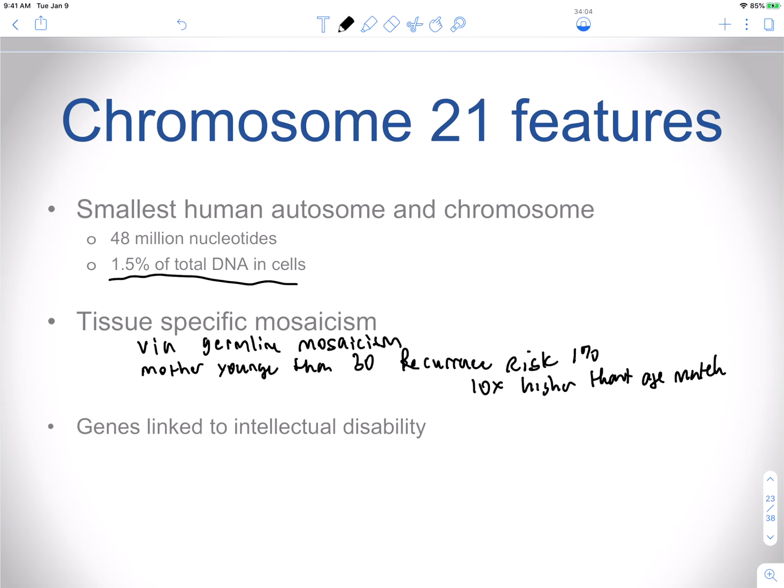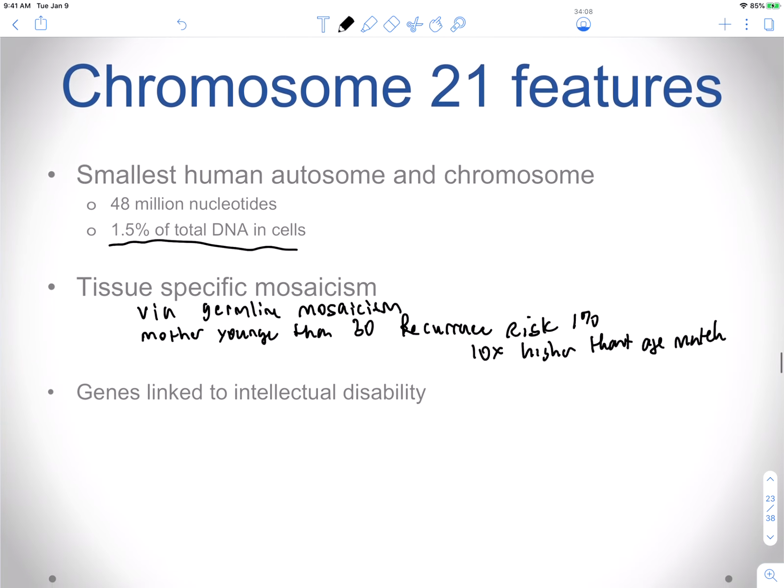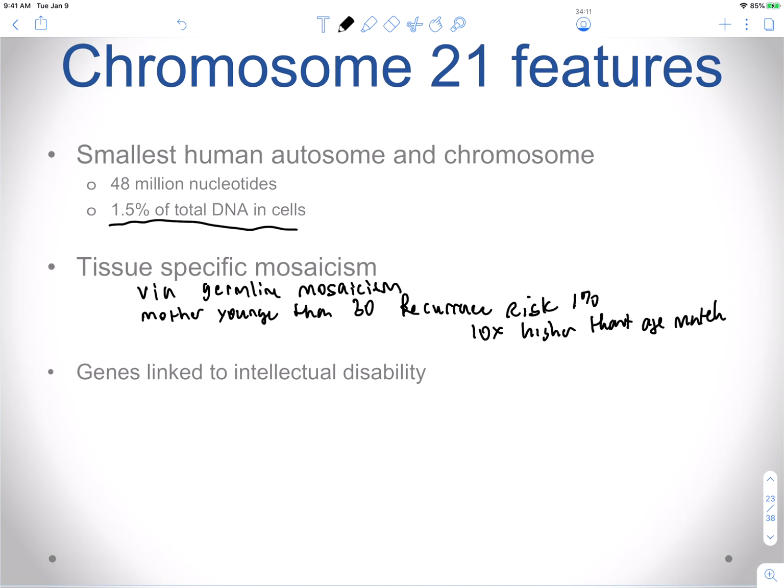So the genes that are linked to intellectual disability, this is one of the most common trisomies. So there's a lot of research on Down syndrome. One of the genes that is linked to this is called the DYRK1A gene. And this is a kinase, and because it's a trisomy, it's going to be overexpressed. And this is going to lead to memory defects that was shown in mice.